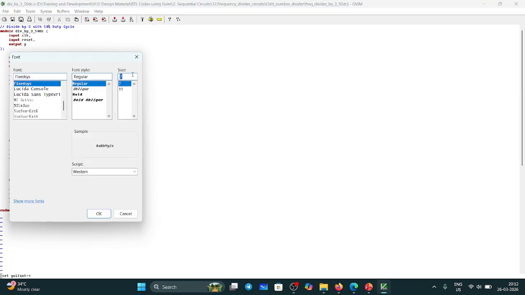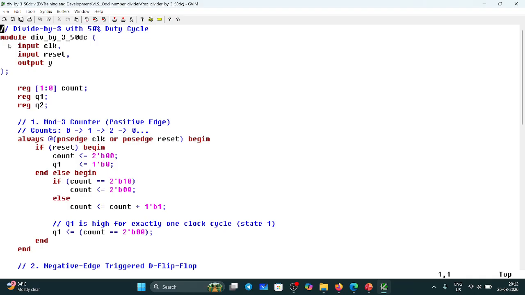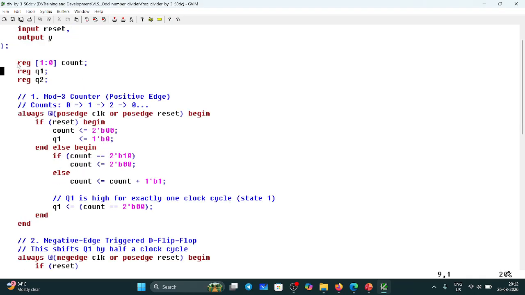If you see the design, module divide by 3, 50 DC, input clock, input reset, output Y. I am declaring one count that is [1:0]. So frequency divide by 3 means I need to design a mod 3 counter, no? How many flip flops are required? 4 flip flops? No, one second. 2 flip flops are required for a mod 3 counter. Okay, that's why I am declaring count as 1 down to 0.